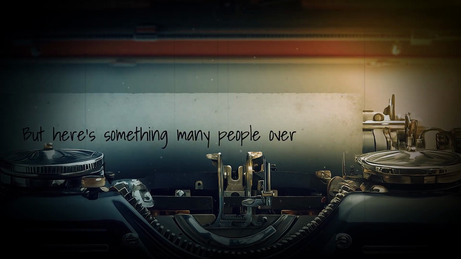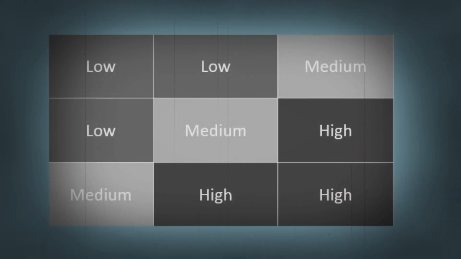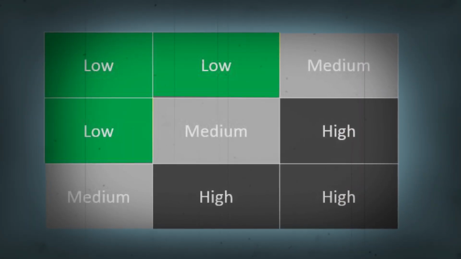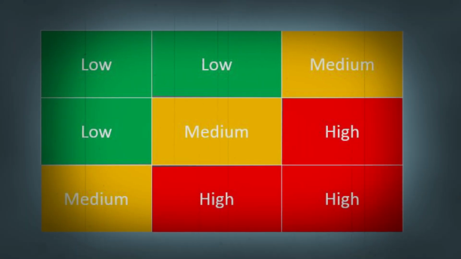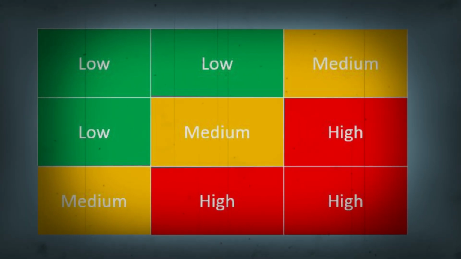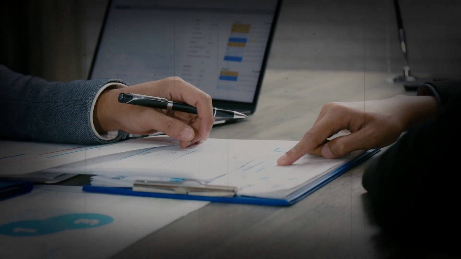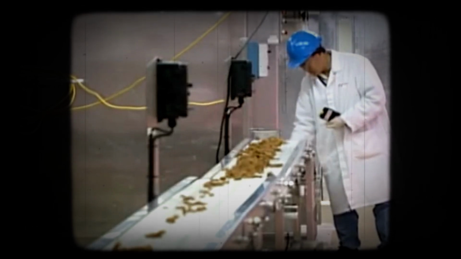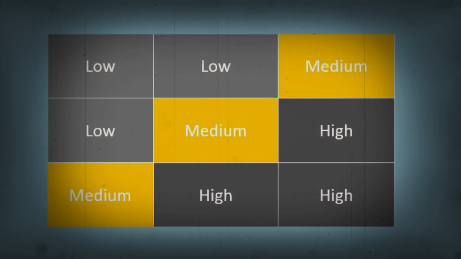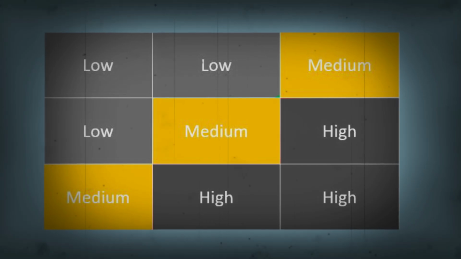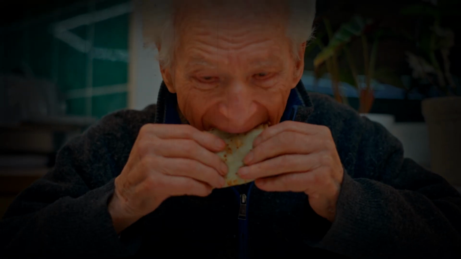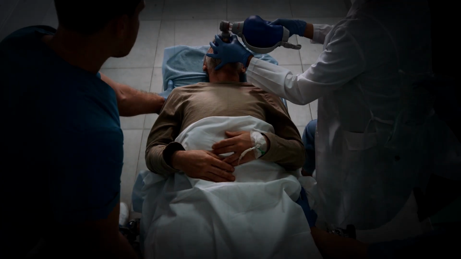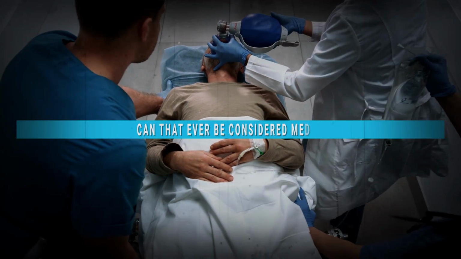But here's something many people overlook. Most companies color code their matrices: green for low, yellow for medium, red for high, arranged symmetrically like a perfect square. It looks neat. But does it actually make sense? Imagine this. You're assessing a hazard that's very unlikely to happen. But if it does, it could kill someone. A symmetrical matrix might place that square in the orange zone, medium risk. But let's be honest. If your product could cause even a single death, can that ever be considered medium?